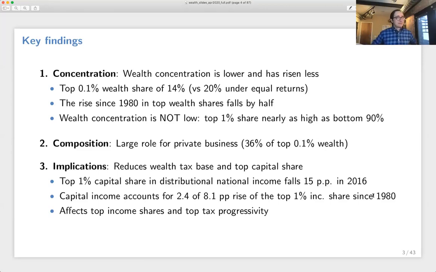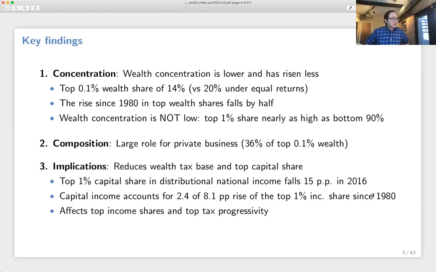Also going to have implications for the top capital share in broadly defined national income. So we're going to find the top 1% capital share in distributional national income falls 15 percentage points in 2016, so in the cross-section, which is quite a large change in understanding the composition of top incomes and thinking also through how you might tax top incomes. For the growth of top 1% income shares since 1980, we're going to find capital income accounts for a relatively small share, so 2.4 out of 8.1 percentage points, although a bit more since 2000.